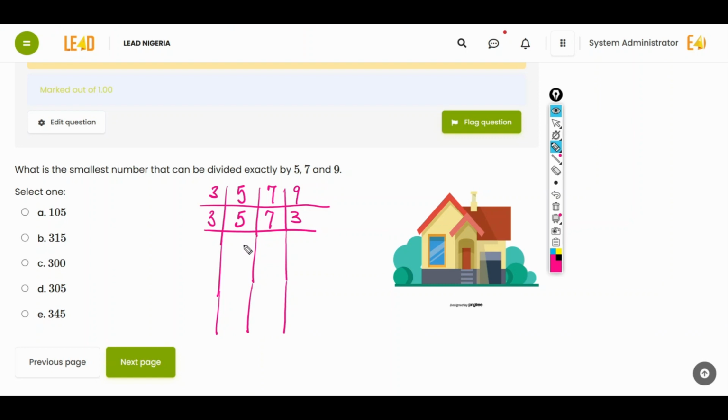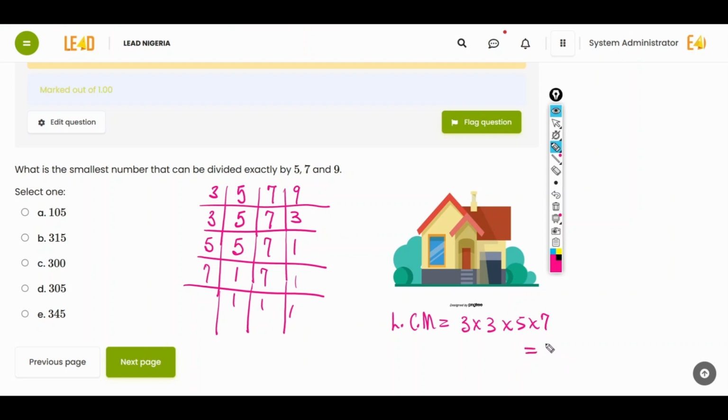Work with 3, we have, bring down 5, bring down 7, and then 1, and we can't use 3 anymore. So the next prime number we can use is 5. We have 1, 7, and the final prime number we'll use is 7, 1, 1, 1. So that means the LCM is 3 times 3 times 5 times 7, which would be 315. All right, because 7 times 5 is 35.